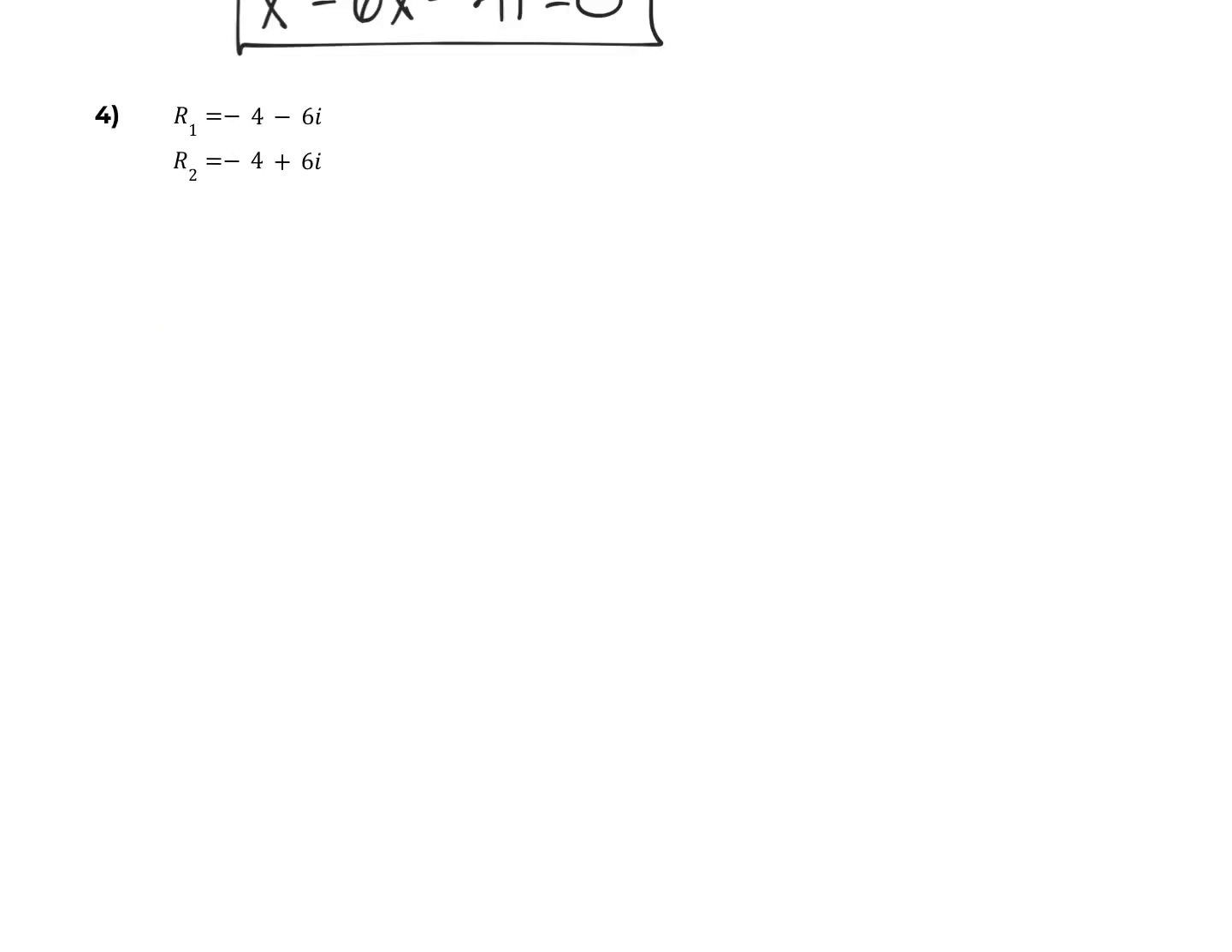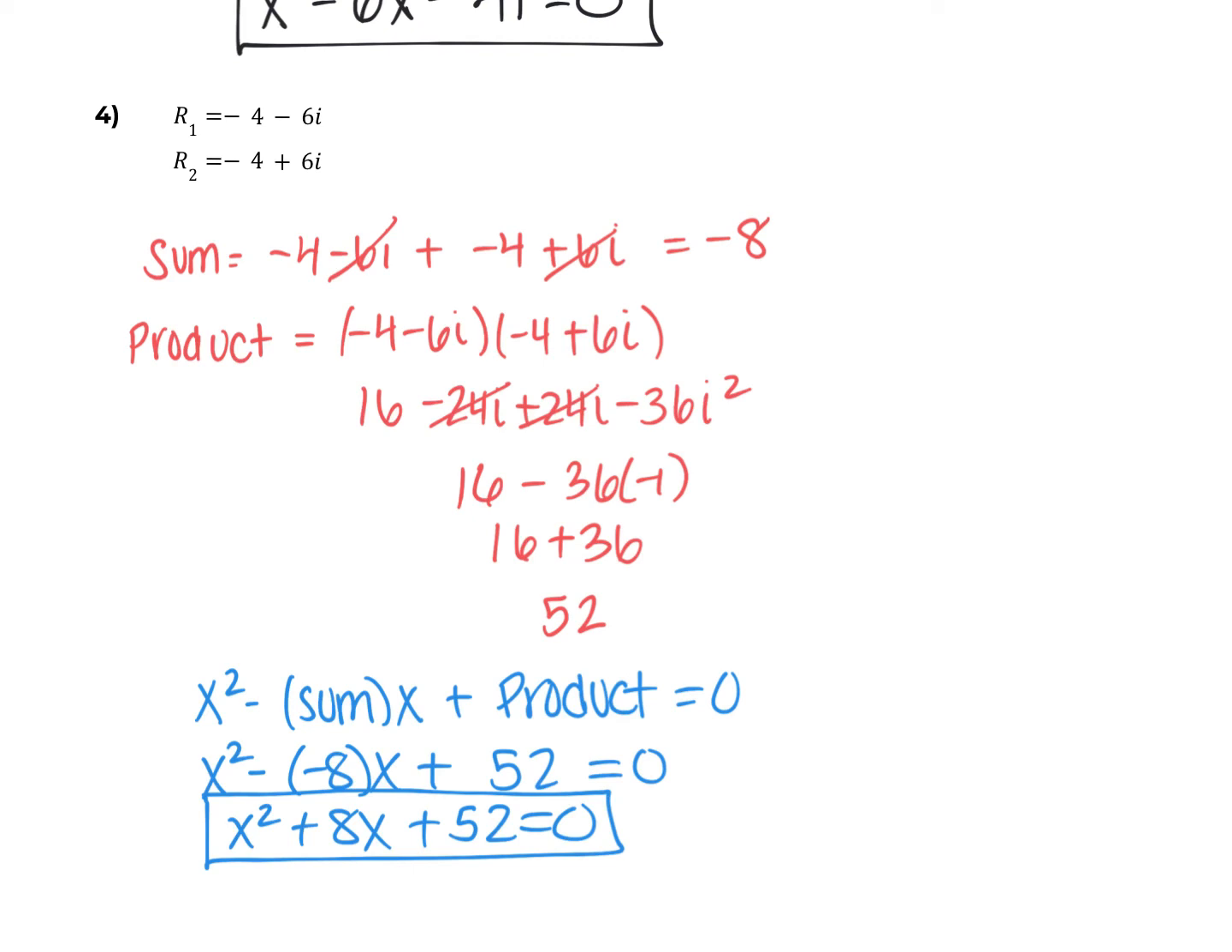So what I'd actually like you to do is try number 4 on your own and then hit resume when you're ready for the answer. All right, take a look at what I got. All right, so my sum, I got negative 8. And then when I double distributed this product, I had an i squared, which I changed to a negative 1. And then when I added them together, I got 52.